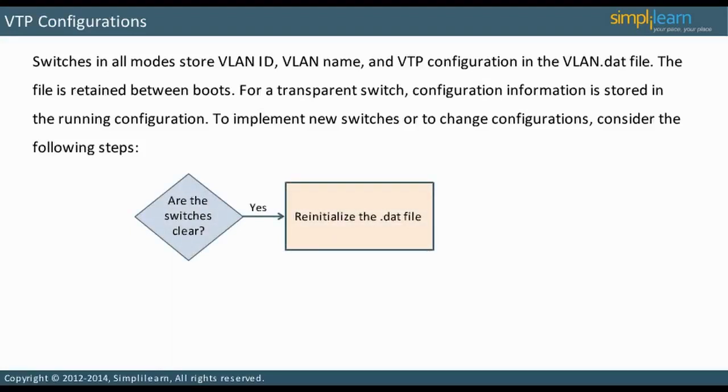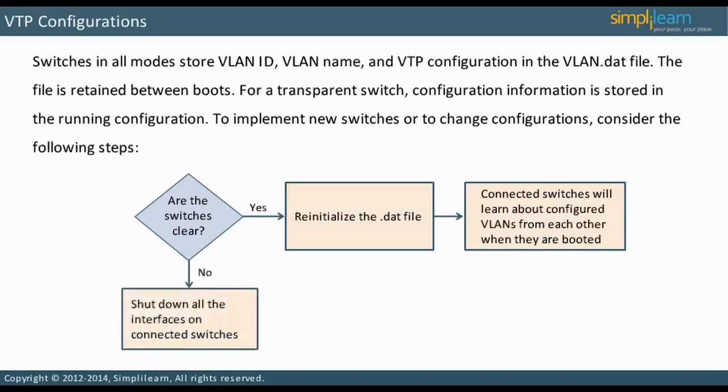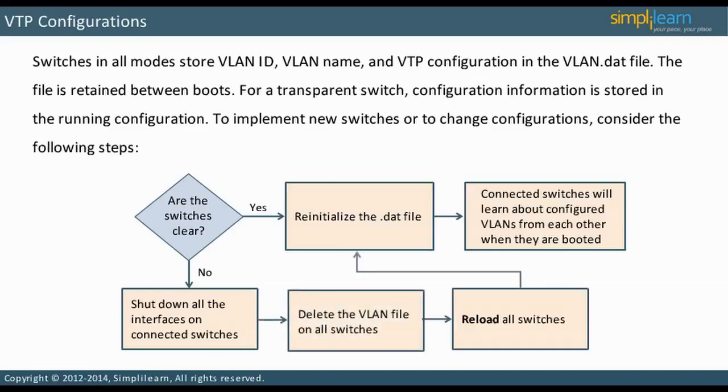When using VLANs, make sure you reinitialize the VLAN.dat file and start working on a clear switch. This is important because a switch is a VTP server by default. All connected switches will learn any configured VLANs from each other when they are booted, unless you clear the switches first. To clear a switch, shut down all the interfaces on all connected switches and delete the VLAN file on all switches. Then reload all switches.